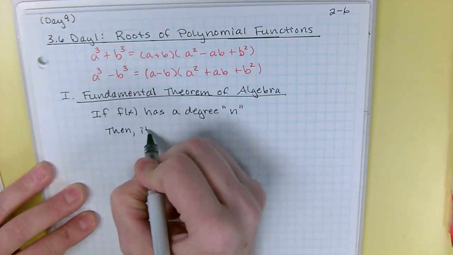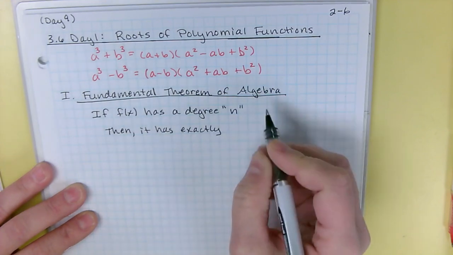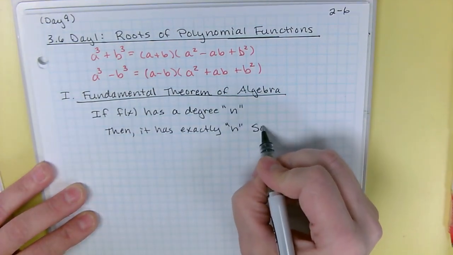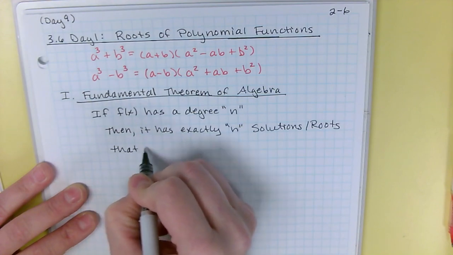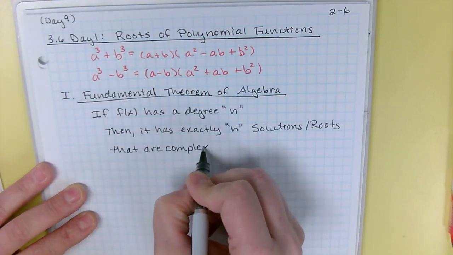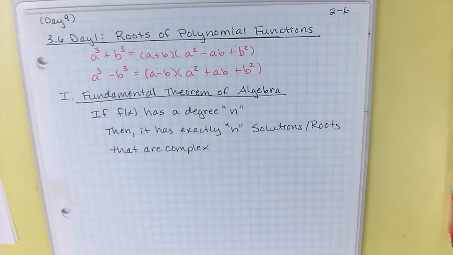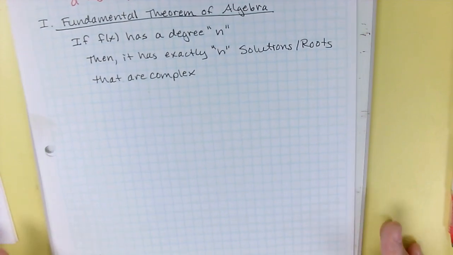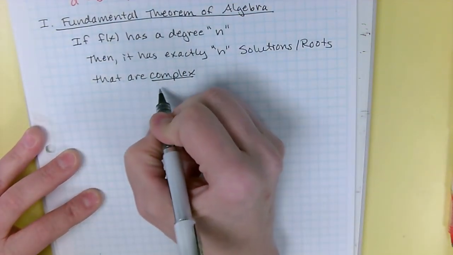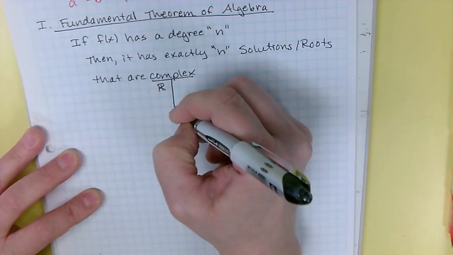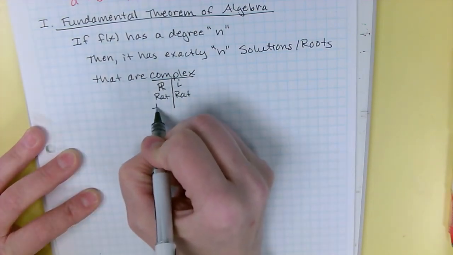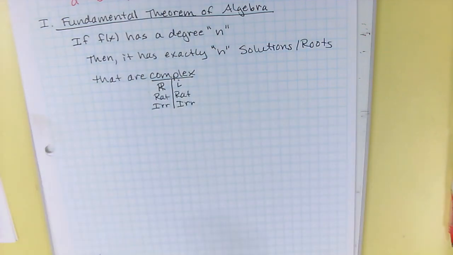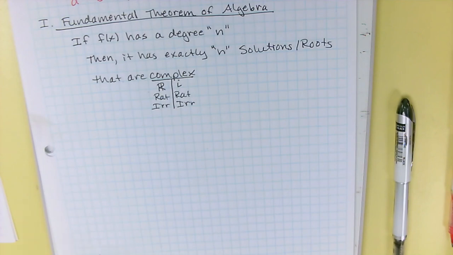then it has exactly n solutions or roots that are complex. And by complex, we mean that this includes real roots and imaginary roots, rationals in both categories, and irrationals in both categories. So the total number of roots will be the same as the degree.